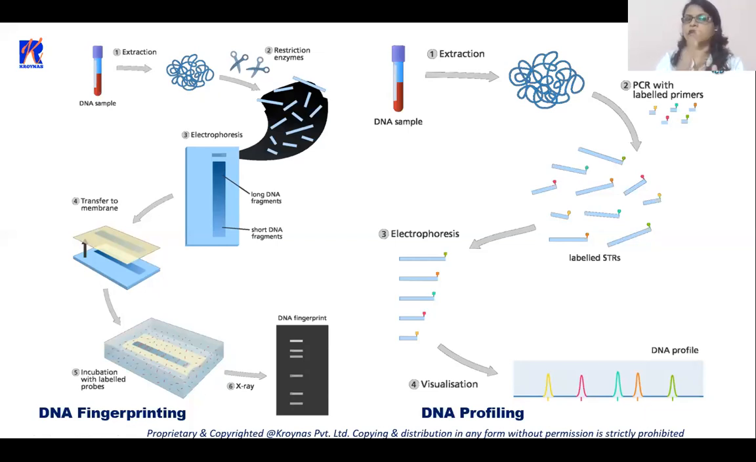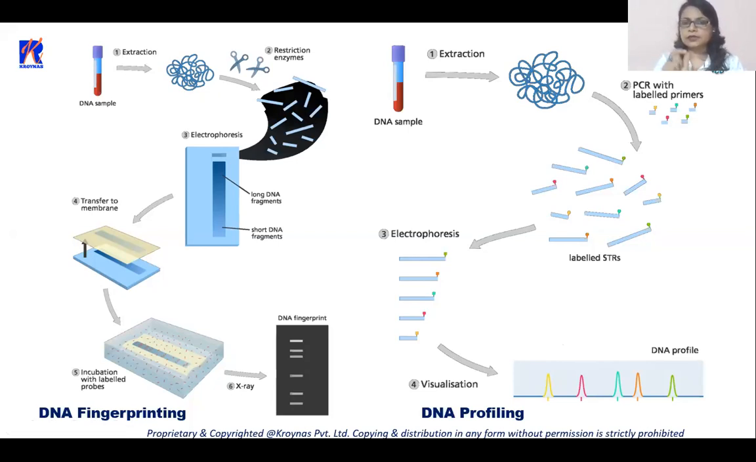Now we have moved a little ahead with molecular technologies being applied into forensics. We do DNA profiling. So what is that? Here it can be saliva, it can be blood, and we do not cut the DNA. We label it with primers, and we do PCR, and then we electrophorese, and then we visualize, and it comes as peaks for each of the labeled STRs. So, let me tell you what an STR is.